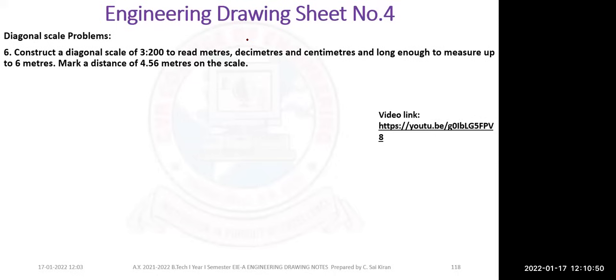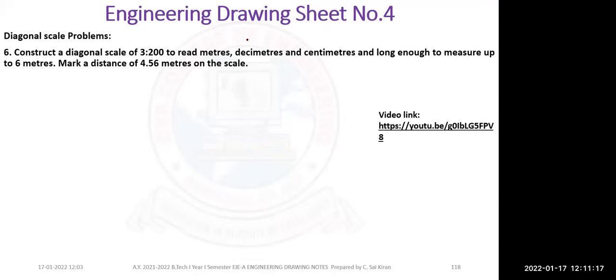Everyone, read the question once. In this question, they are saying to construct a diagonal scale with RF 3:200. They have already given the RF value directly in this problem. After giving the RF value as 3:200, they are asking you to read three units.